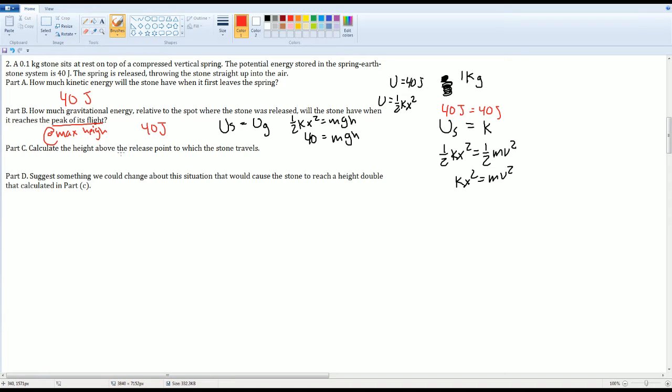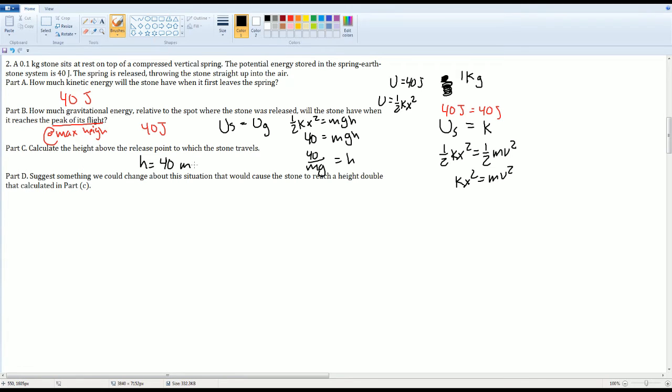Calculate the height above the release point which the stone travels. That's this math here. Do I know the mass of the stone? Do I know gravity? Yeah, so it's 40 divided by mg is equal to the height. 40 divided by m, 0.1, times g, 10. So I got height is equal to 40 meters.